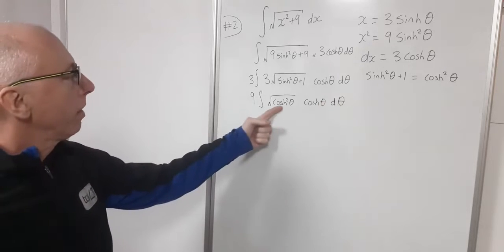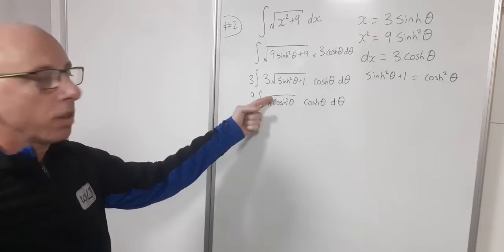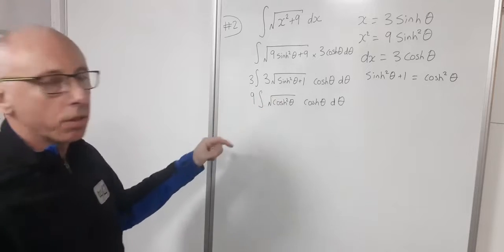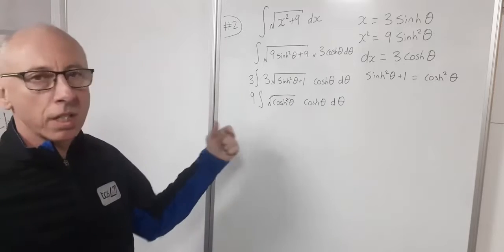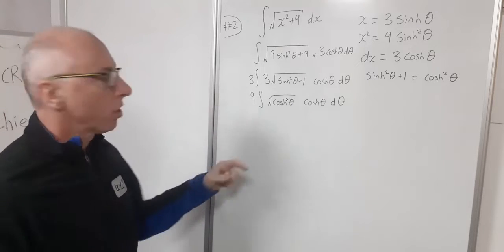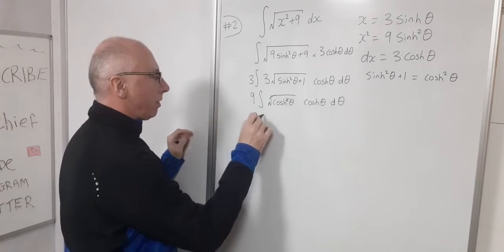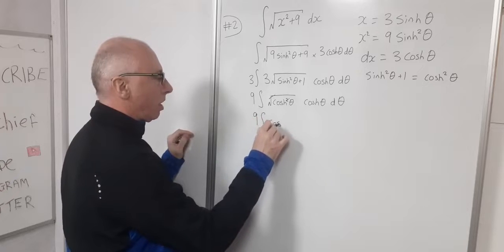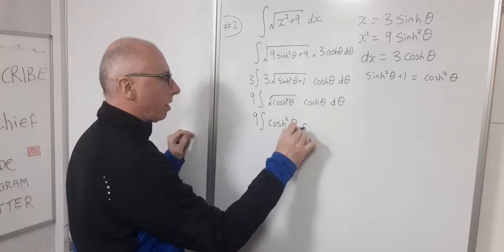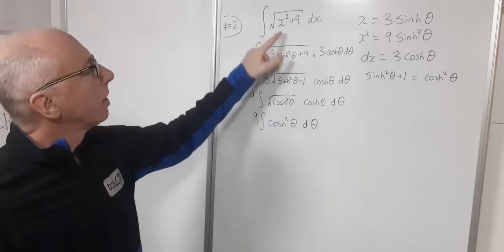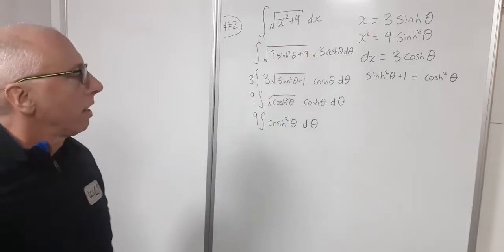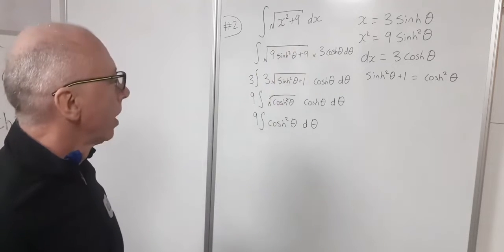Okay, so now with this square root of cosh squared theta, I can just cancel the square root and the squared out, and then cosh theta times cosh theta will just give me the integral of cosh squared theta. So now I'm left with 9 times the integral of cosh squared theta d theta. So in terms of theta, that's where this has got to for now.